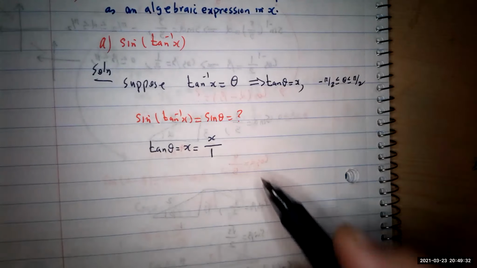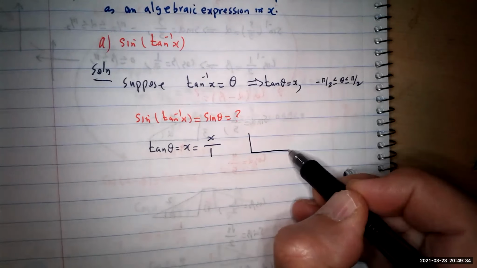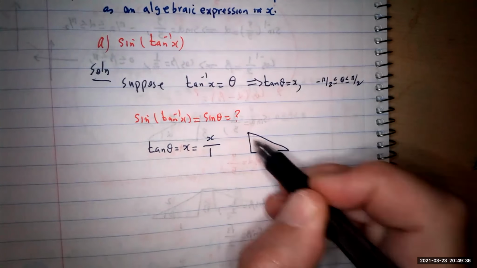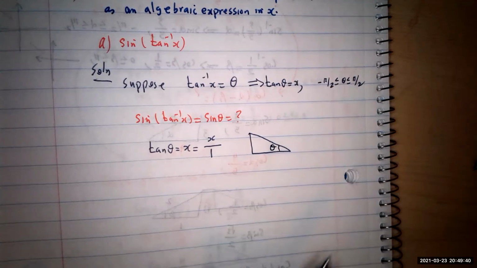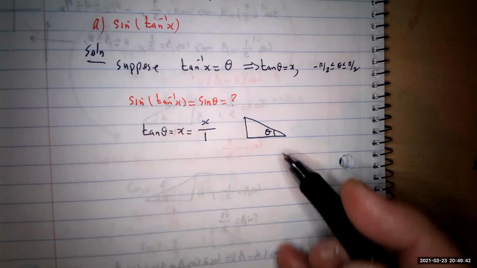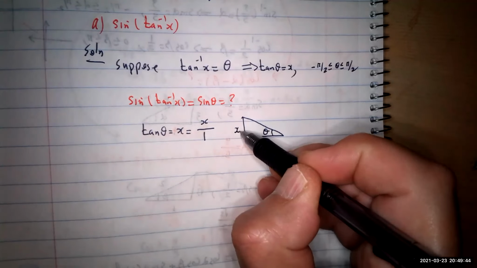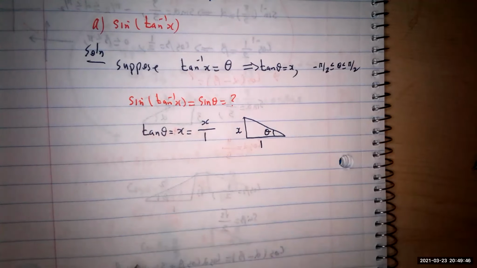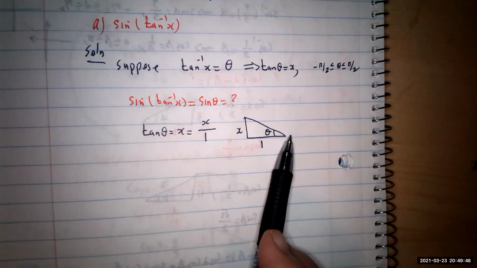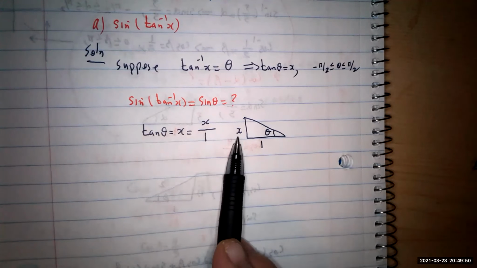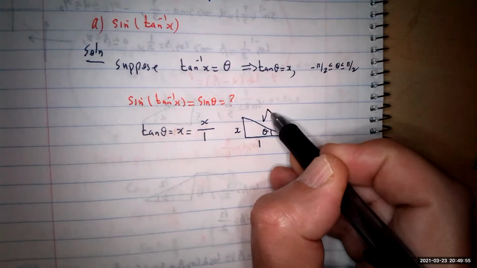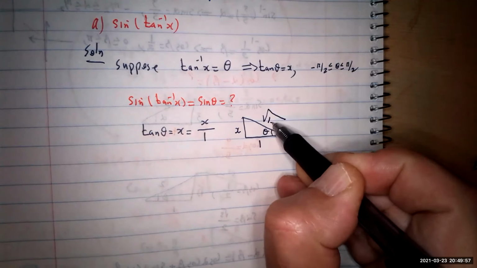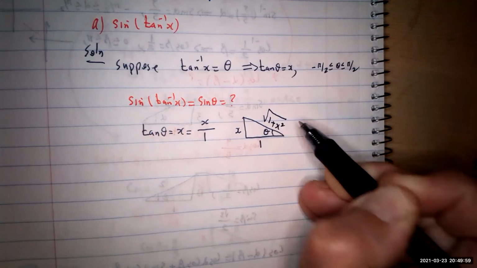Okay, so that gives me my right triangle. This is going to be my right triangle, so this is going to be the data. So I have the tangent. The tangent is what? The opposite over adjacent. So this portion over here is what? It's x squared plus 1, but you have to take the square root. So it's going to be the square root of 1 plus x squared.